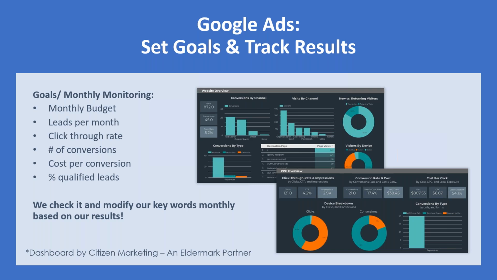So we're looking at the leads we're getting per month, the click-through rates, and the number of actual conversions, those cost numbers, and what's qualified. We are looking both at the kinds of information that we get from these dashboards that we get from Eldermark, and we're also looking through our CRM at the end of the month, at the end of 3 months, looking back and making sure that we're getting a high percentage of qualified leads. And if not, we change our searches, we change our keywords, and we meet on this monthly. Next slide.